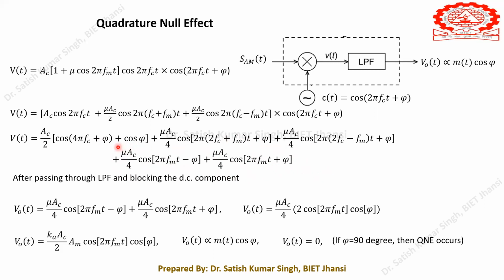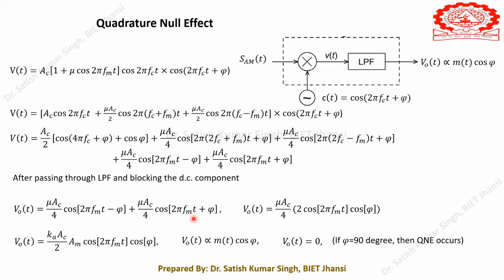So this part will be passed by our low pass filter, and all other parts will be rejected by the filter because they are high frequency components. So after passing through the low pass filter, this will be the output. Okay, this output is mu AC by 4 cos(2 pi fm t minus phi) plus mu AC by 4 cos(2 pi fm t plus phi).